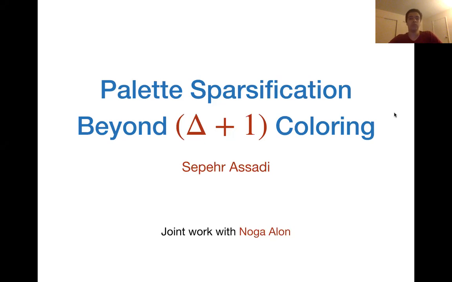Today I'm going to tell you a bit about this concept of palette sparsification for graph coloring problems beyond Delta+1 coloring. And this is joint work with Noga Alon.